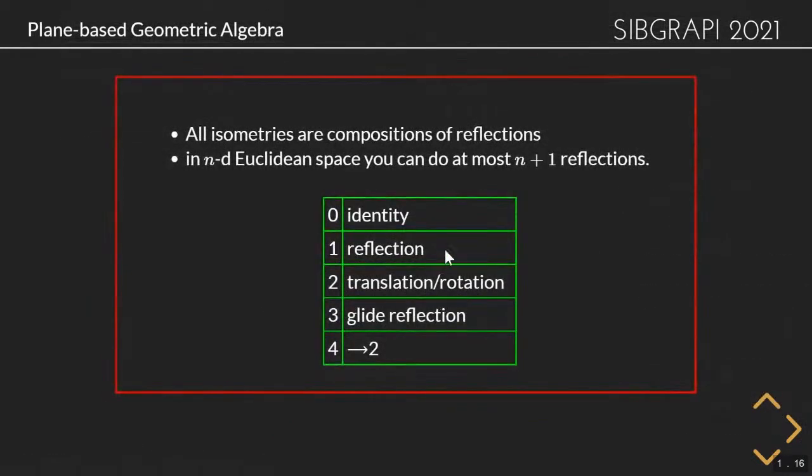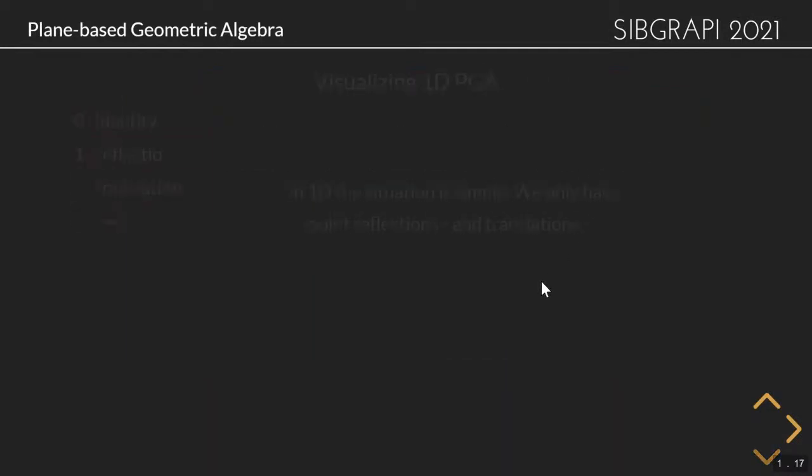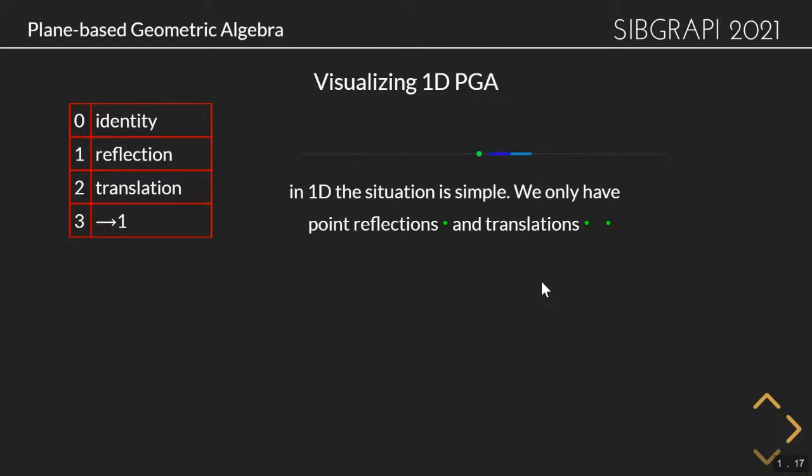So what have we learned up to now is that all of the transformations in the plane are really just compositions of reflections. And we've learned that there's a maximum number of reflections. If we did four reflections, we could simplify it back down to two. And so in the two-dimensional Euclidean space, the most you can do is three reflections. Right. What we now want is for whatever we do in one-dimensional PGA to be independent of the number of dimensions. And that actually means that we want 2D PGA to be a copy of many versions of 1D PGA. So it pays to take a look at 1D PGA.